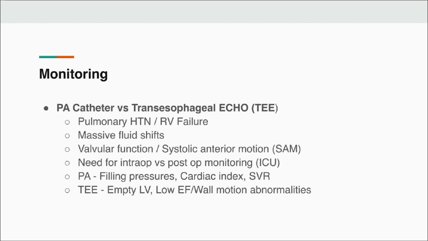But really, the determination of whether to put in a PA catheter versus just using a transesophageal echo depends on what you need in the post-op monitoring. If it's just intraoperative monitoring, either of these will work fine. But we can't actually leave the transesophageal echo probe in the patient to go to the ICU. So if the ICU team wants some invasive monitoring, they would prefer that we place a PA catheter in the operating room so that the patient can be watched in the ICU and their hemodynamics can be monitored.